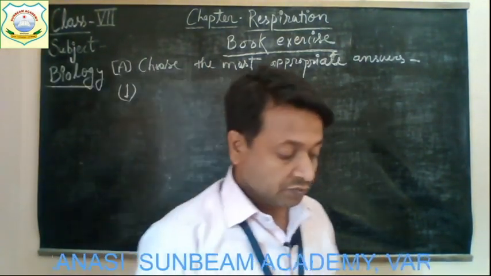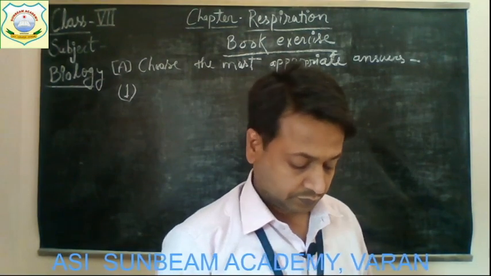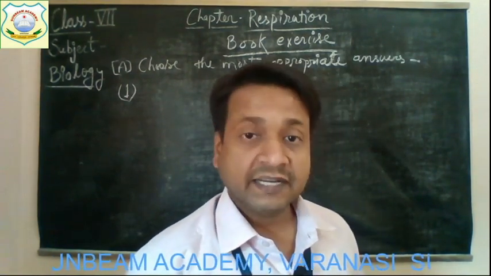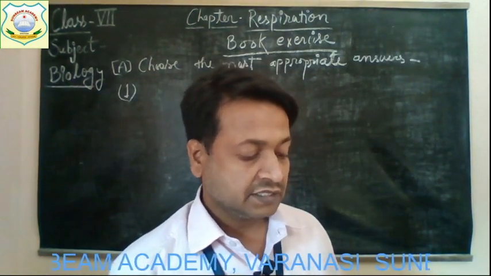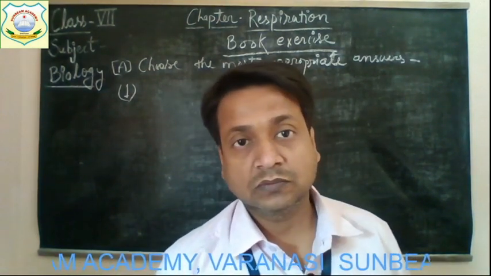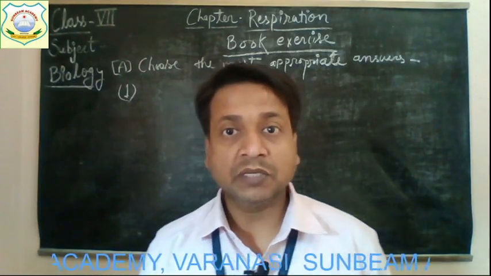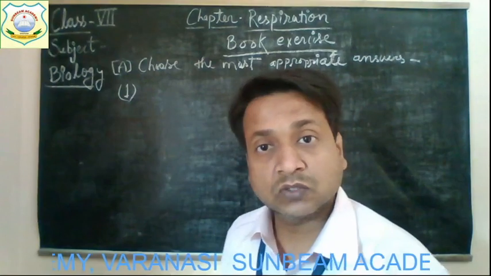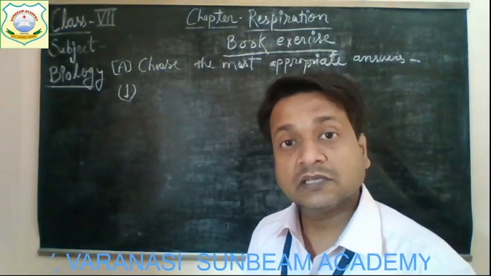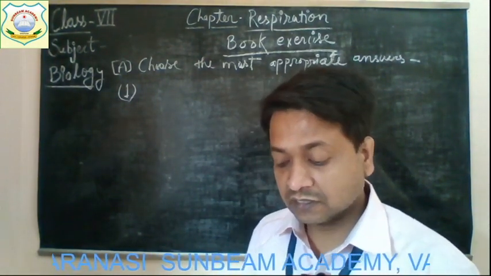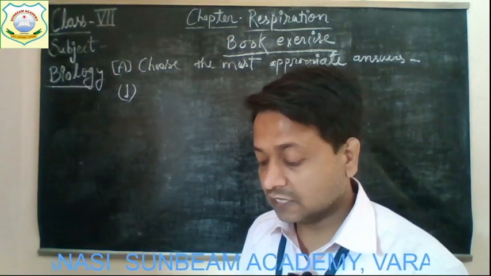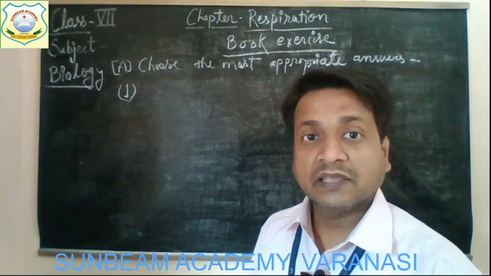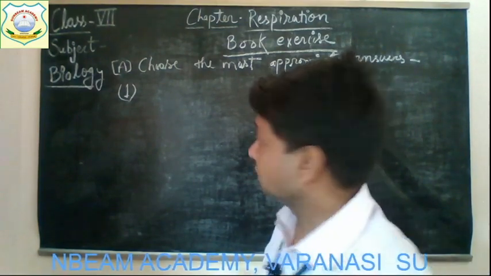And the question number 1 is, in insects, exchange of gases takes place through. Children, again I'm going to repeat the question. In insects, the exchange of gases takes place through. And the options: first, spiracles; second, gills; third, lungs; and fourth, stomata. So children, the correct answer will be spiracles.